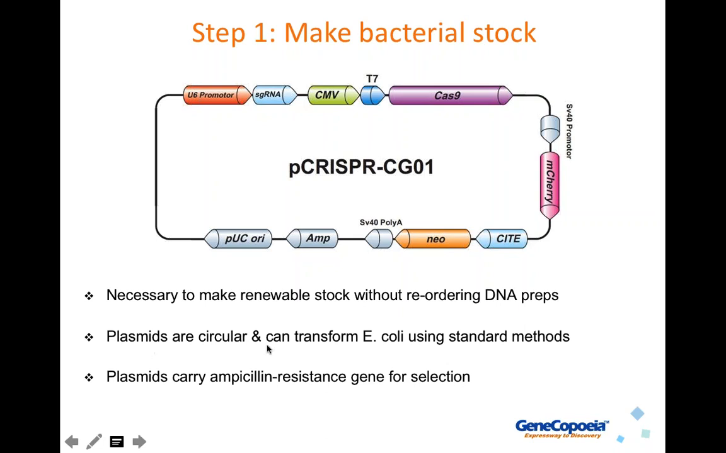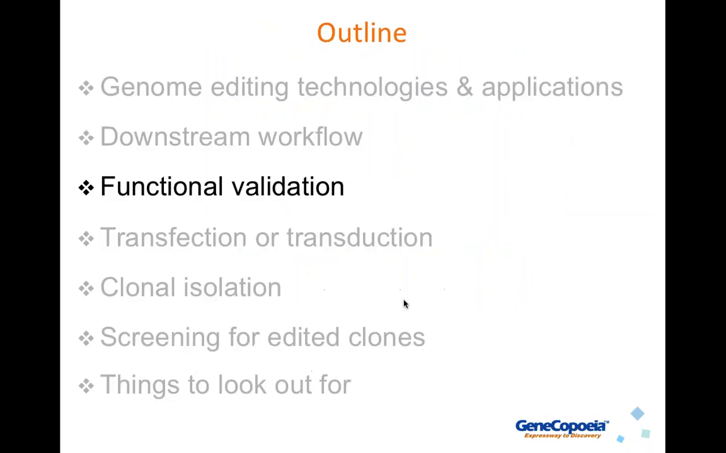The plasmids are circular and can transform E. coli using standard methods. They have standard E. coli origins of replication, as well as, usually, an ampicillin resistance gene for selection. So we recommend, again, making a bacterial stock of the plasmids you receive from us.